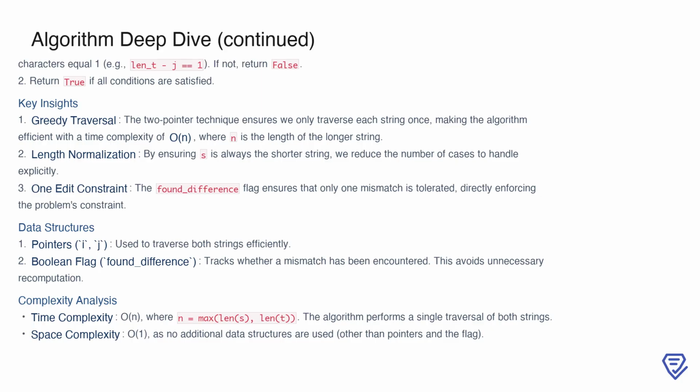transformation are satisfied. This approach leverages the efficiency of a greedy traversal, ensuring that we only scan the strings once. By always treating S as the shorter string, we simplify the logic for handling insertions and deletions. The found_difference flag enforces the one-edit constraint by allowing only one mismatch during traversal. This algorithm achieves a time complexity of O(n), where n is the length of the longer string, and a space complexity of O(1), as we only use pointers and a Boolean flag for additional storage.